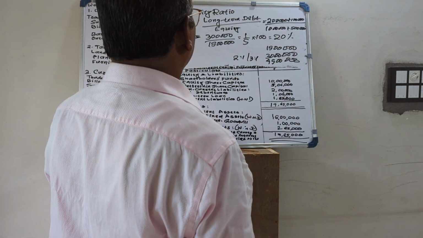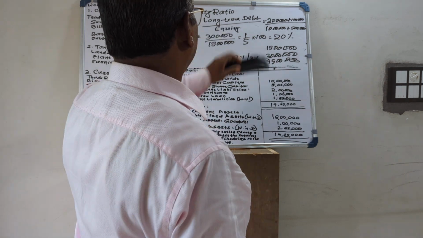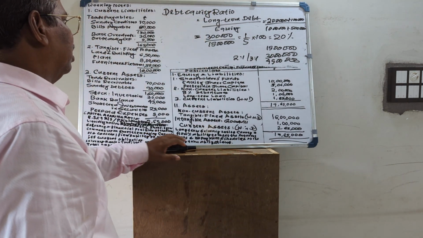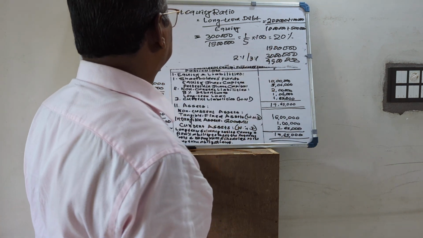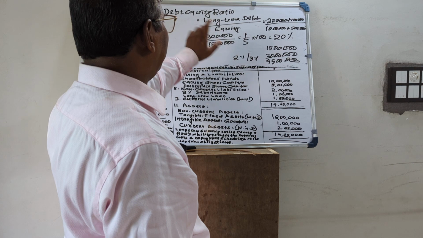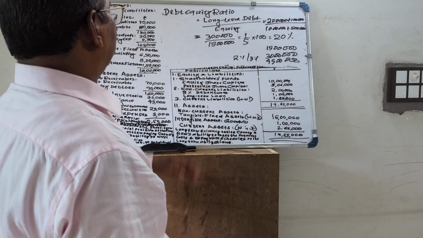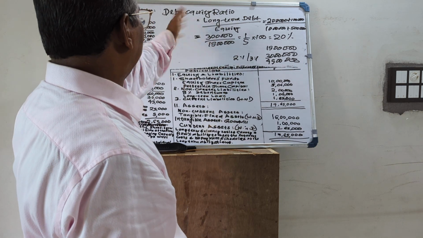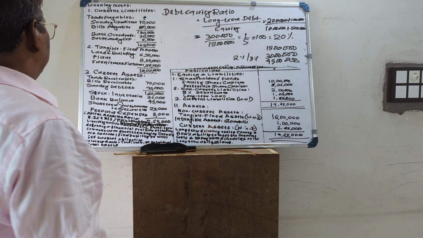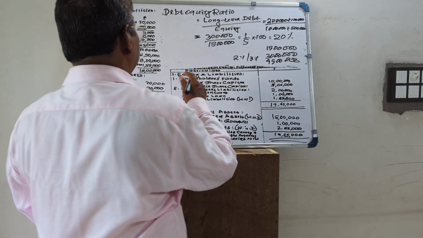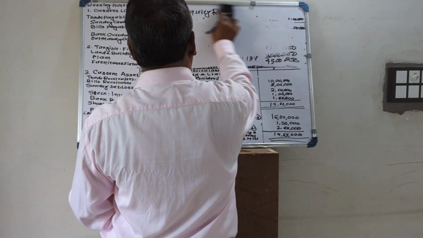So here it is very favorable, because the long-term lenders are in a very convenient position, as they hold only 20% of the equity. In case of any liquidation of the company, they are in a favorable position to get refund of their funds. Debt equity ratio here is 20%.